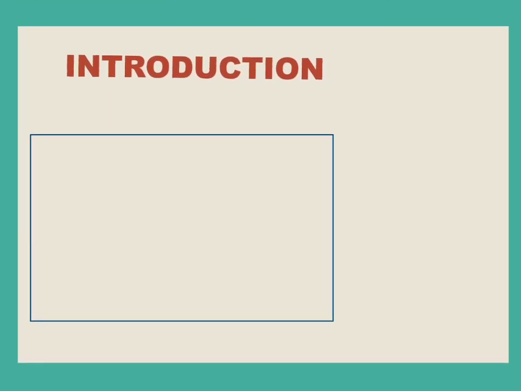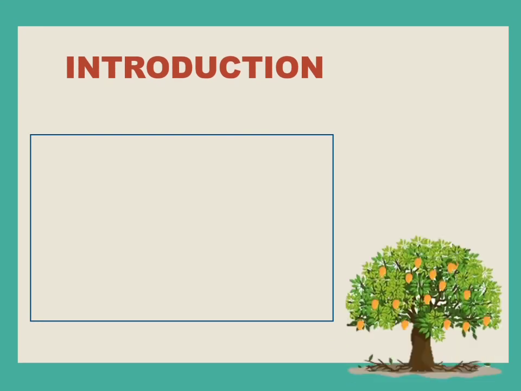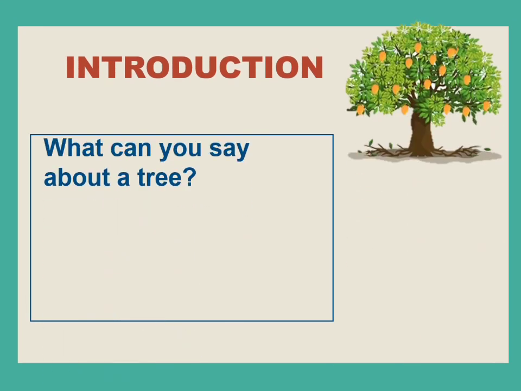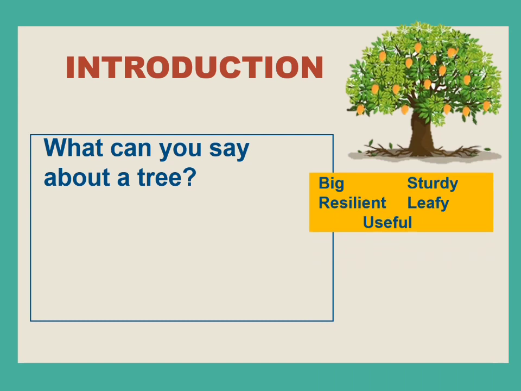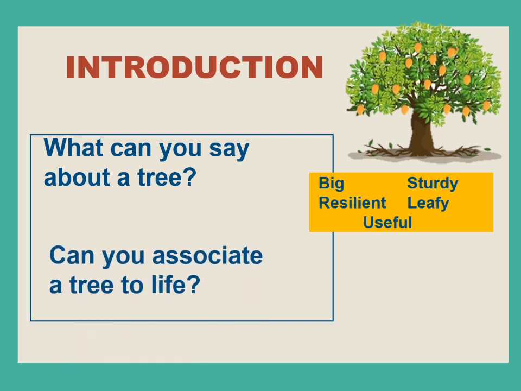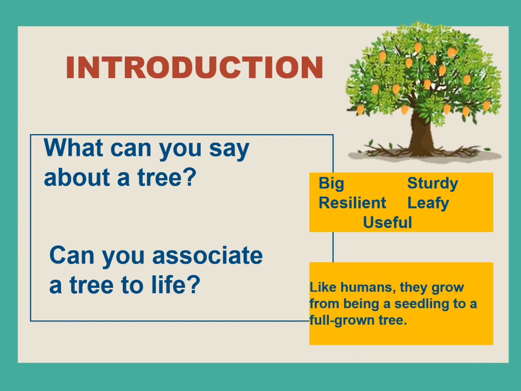To introduce this lesson, let us first answer the given questions. What can you say about a tree? Can you give words to describe this tree? Maybe you will say trees are big, sturdy, resilient, leafy, and useful. And you are correct. Now, can you associate a tree to life? Like humans, they grow from being a seedling to a full-grown tree.